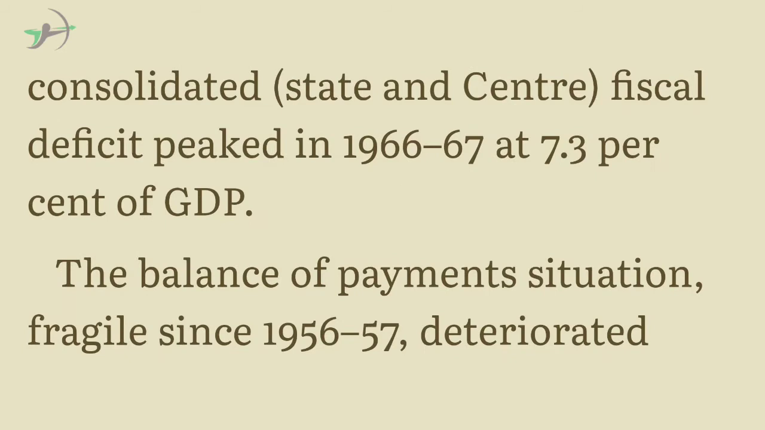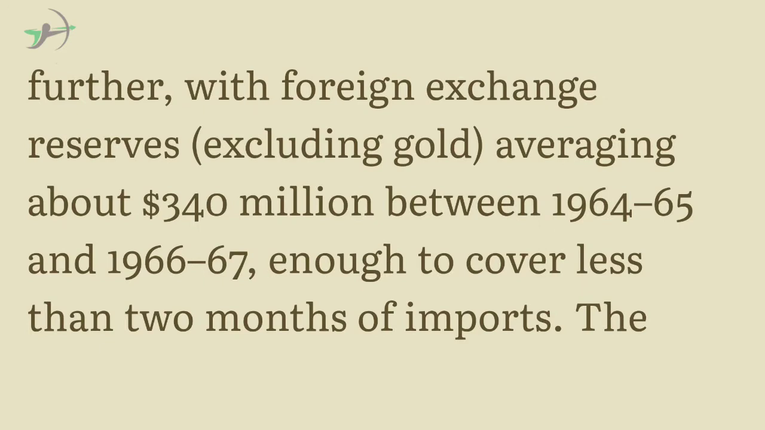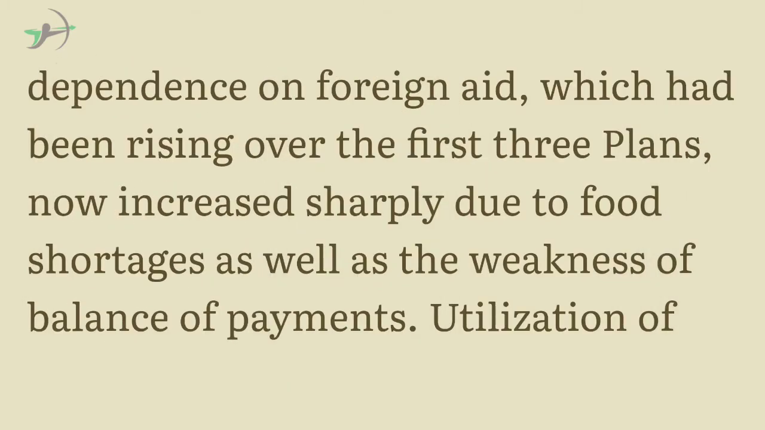The government's consolidated state and central fiscal deficit peaked in 1966-67 at 7.3% of GDP. The balance of payments situation, fragile since 1956-57, deteriorated further, with foreign exchange reserves, excluding gold, averaging about $340 million between 1964-65 and 1966-67, enough to cover less than 2 months of imports. The dependence on foreign aid, which had been rising over the first three plans, now increased sharply due to food shortages as well as the weakness of balance of payments.